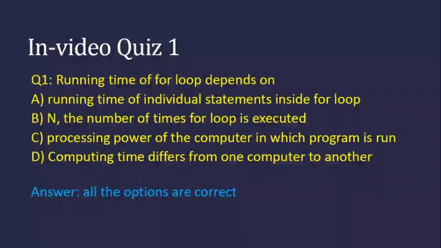So the answer to this quiz 1 is that the running time of the for loop depends on all these factors: the running time of individual statements inside the for loop, the number of times the for loop gets executed, the processing power of the computer in which the program is run, and the computing time differs from one computer to another. So the for loop depends on which computer we run. So all the factors are correct.